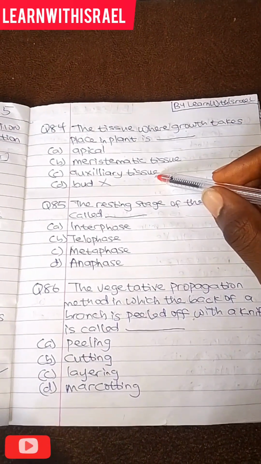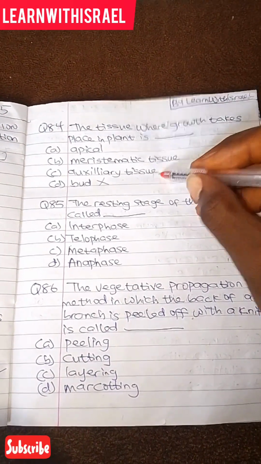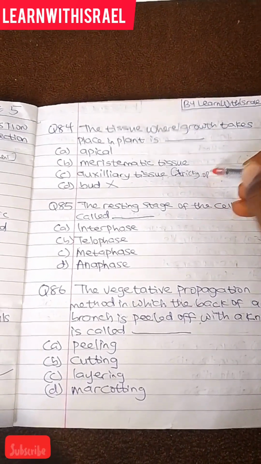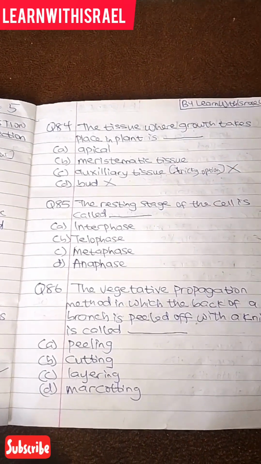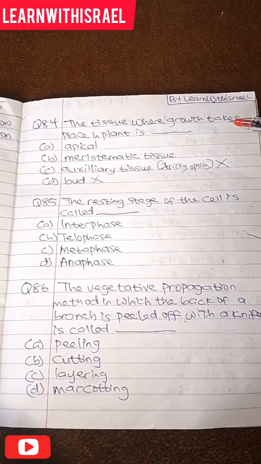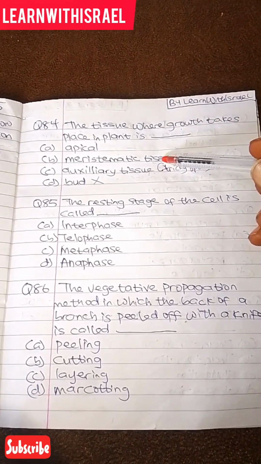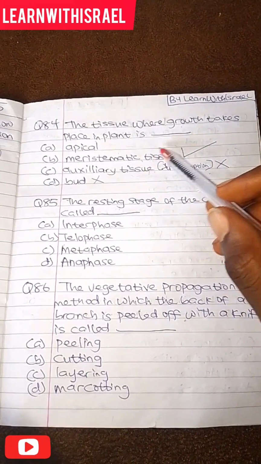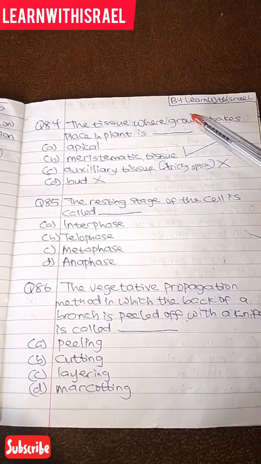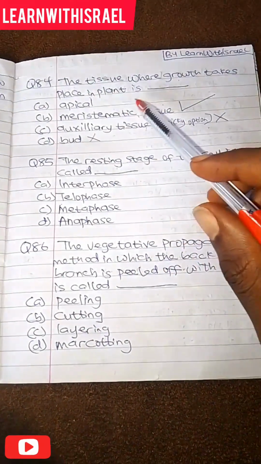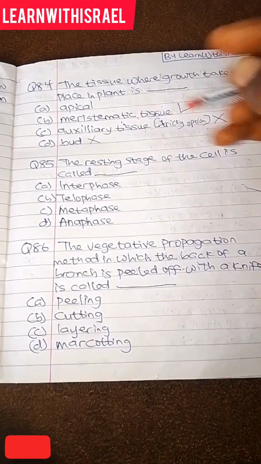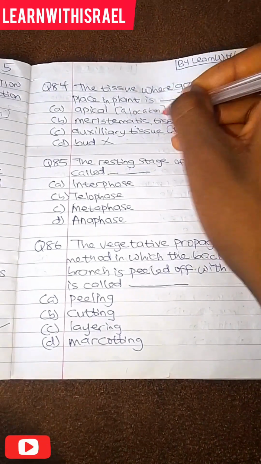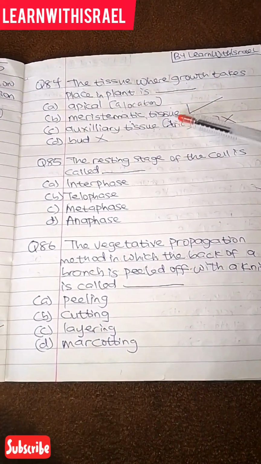Auxiliary tissue does not exist. There's nothing like auxiliary tissue. So auxiliary tissue is a tricky option, and you need to avoid this kind of option when picking answers during your exam. Meristematic tissue is the correct answer. It's the one responsible for plant growth, while apical is only a location but not a tissue. So the correct answer is option B, meristematic tissue.